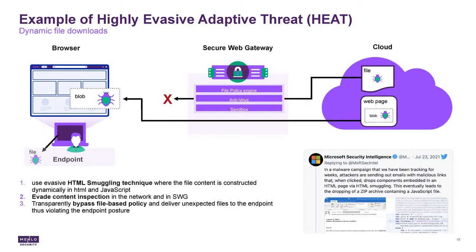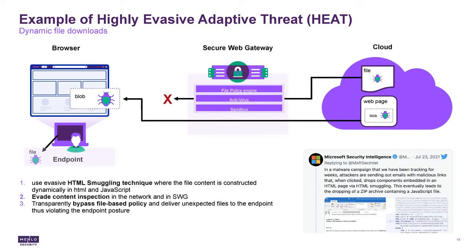The first example that we're seeing a lot of is highly evasive adaptive threats. The idea here is that with this new capability in HTML smuggling, the attackers will load down blobs of data to the browser. Each blob is non-malicious in nature, essentially. So to a web gateway, even to an endpoint agent or endpoint security solution, it just looks like some random data that doesn't look malicious.